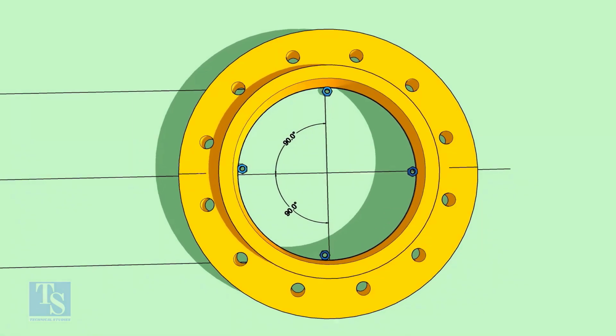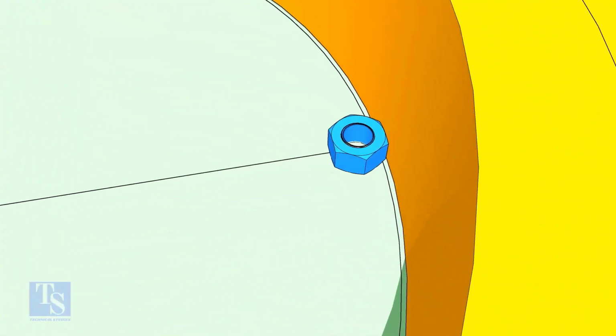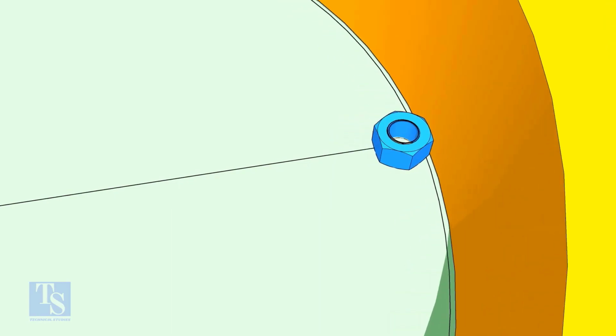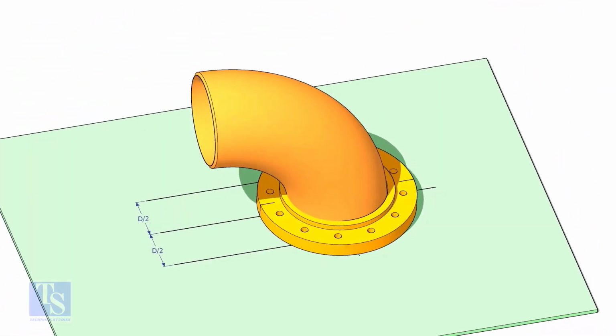Put four numbers of nuts in the flange, as shown. The thickness of the nut shall be equal to the thickness of the elbow, or as per the weld size given in the drawing. Put the elbow in the flange.